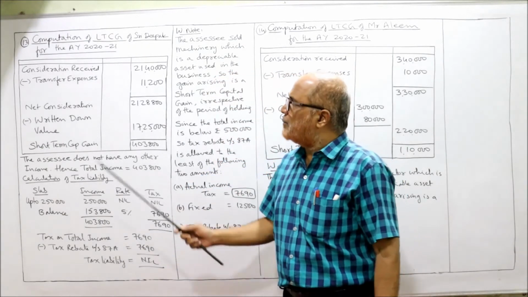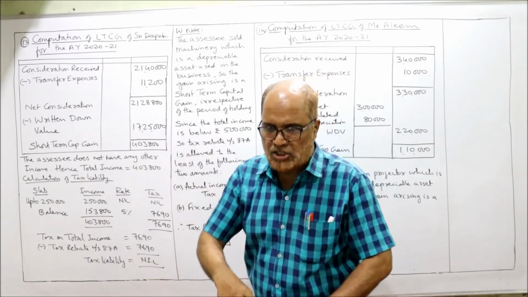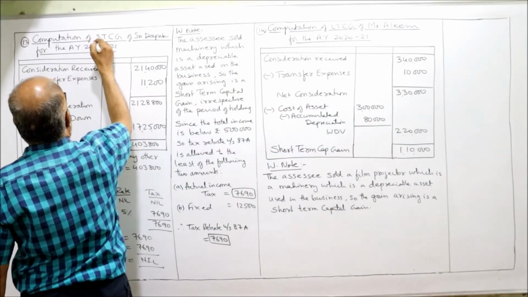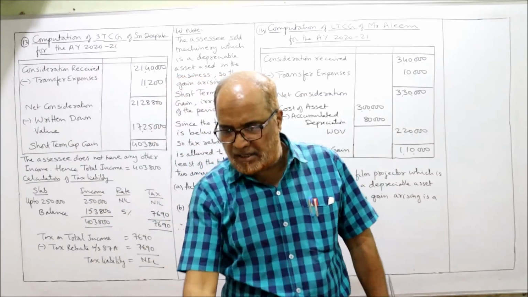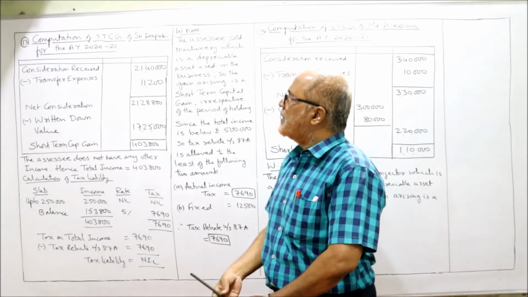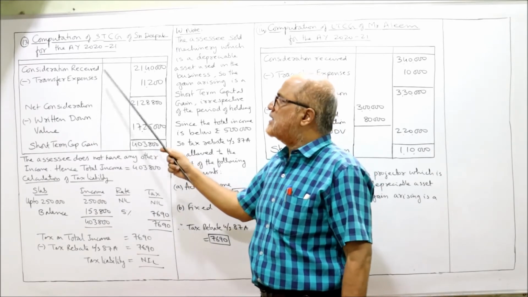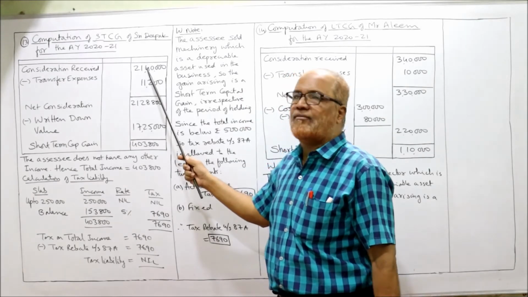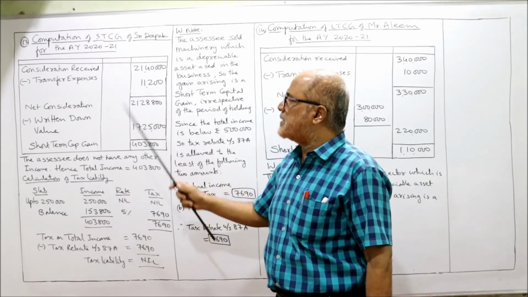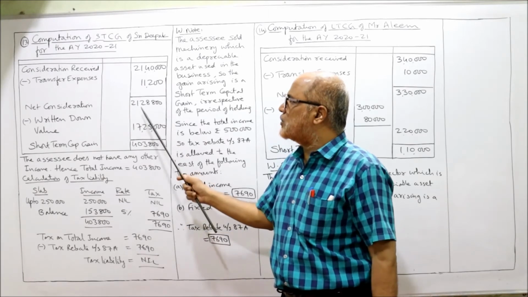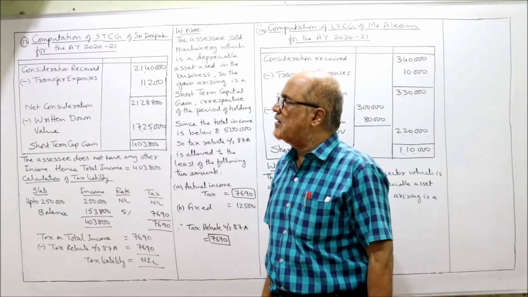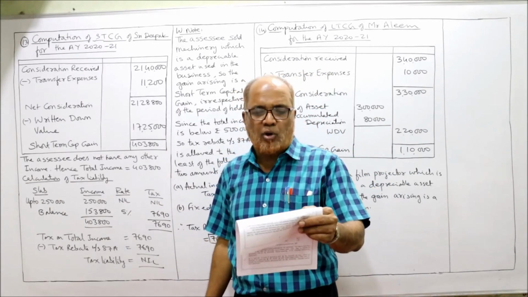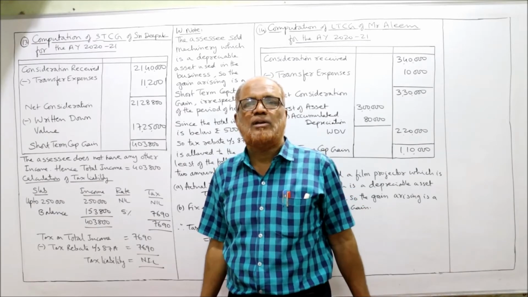So now here, the sale proceeds. Computation of STCG, short-term capital gain of Sri Deepak for the assessment year 2021. Consideration received 21,40,000. The sale proceeds are 21,40,000. Transfer expenses 11,200, deducted. 21,28,800, net consideration. Written down value. The book value at the beginning of the year was 17,25,000.